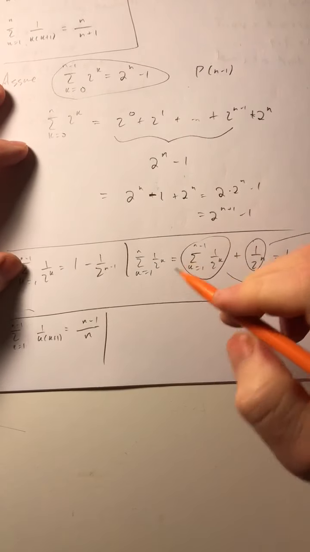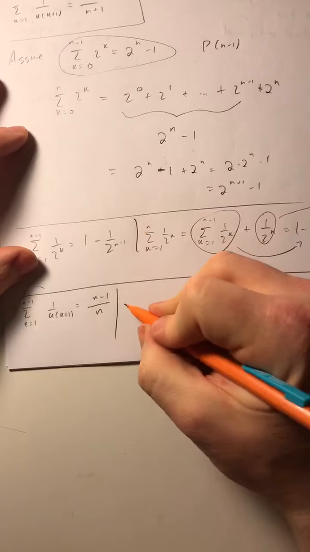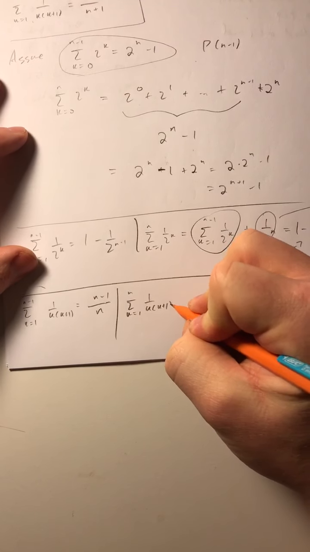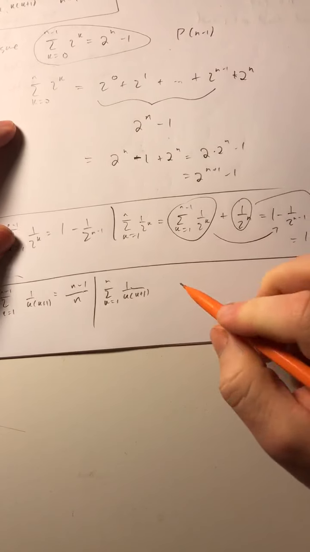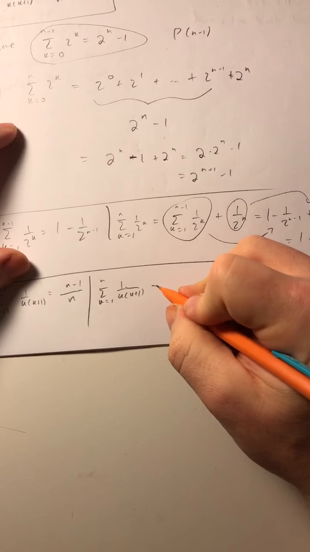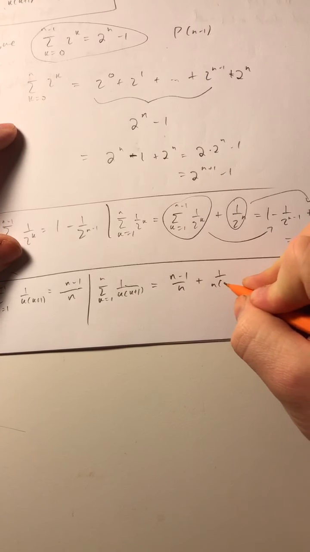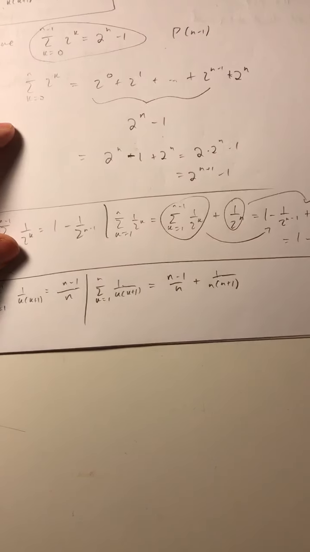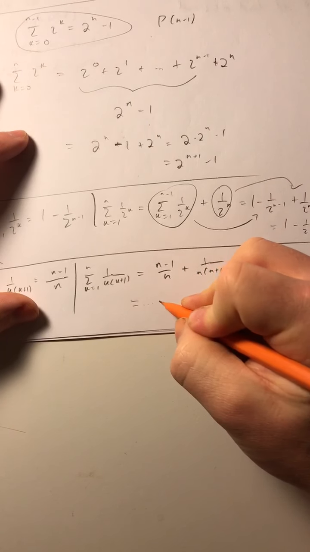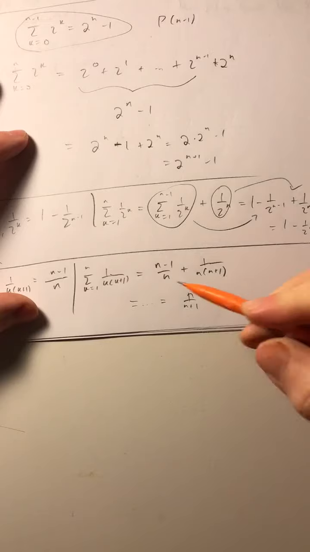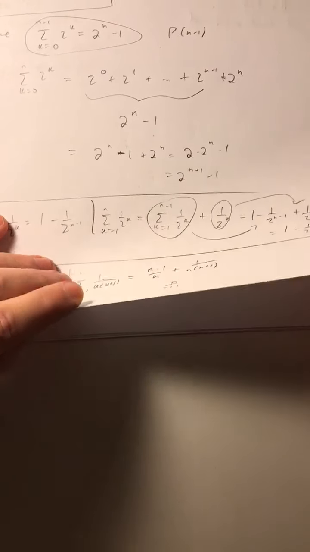So again, I'm going to write out the sum for n. k goes from 1 to n, 1 over k plus 1. I'm going to split off the last term and all the previous terms. All the previous terms are going to be n minus 1 over n, and then the last term is going to be 1 over n plus 1. And then you get a common denominator and work it out, and it ends up being n over n plus 1. I'm going to skip the part where you get a common denominator.